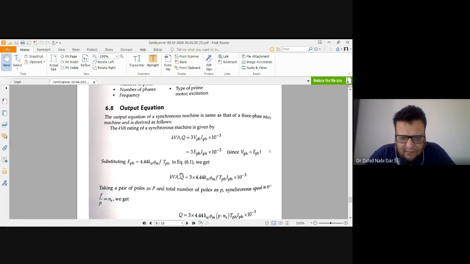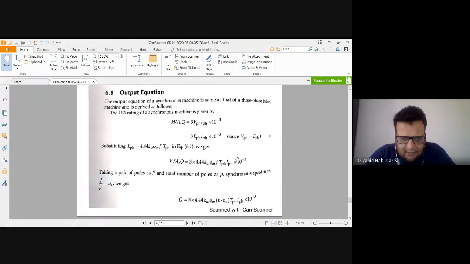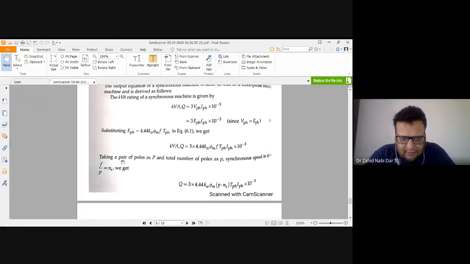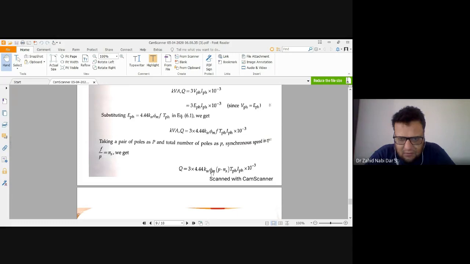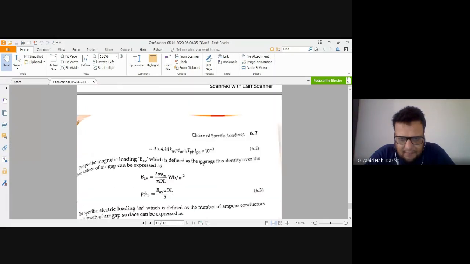For a three-phase system, you can write Q is equal to 3 times E phase I phase. So 3 into 4.44, this term you will get. Again, taking a pair of poles and the total number of poles, F by P is equal to NS. Instead of F you can write P NS by 2. See, this is 2F by P. Here some mistake. Okay, Q is equal to, so you can substitute back into this equation.